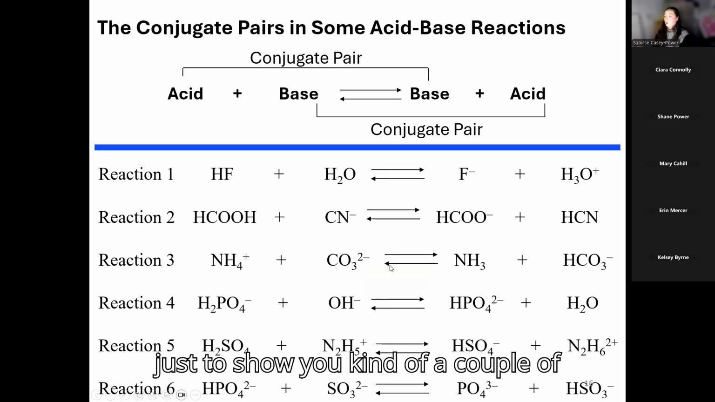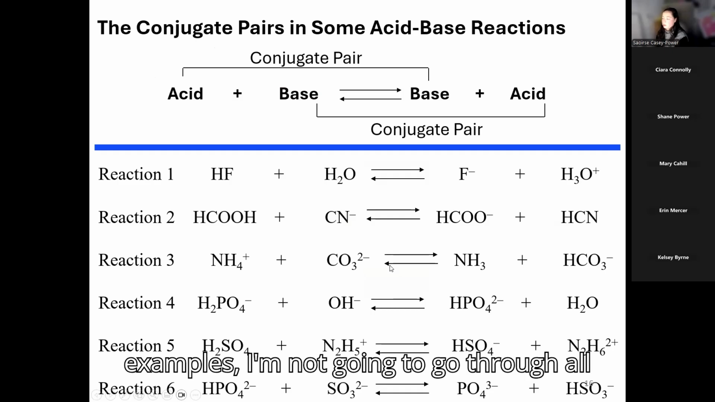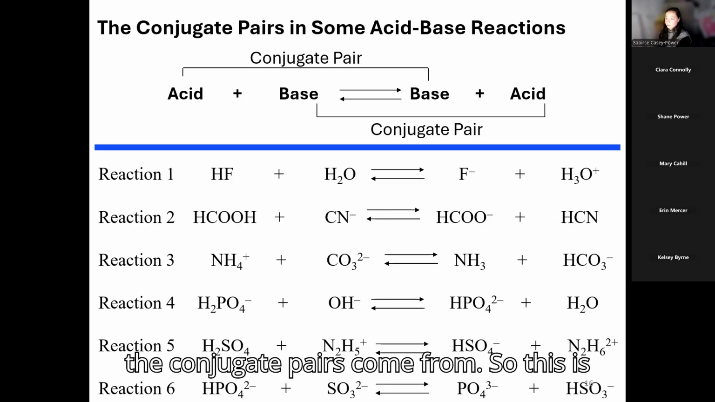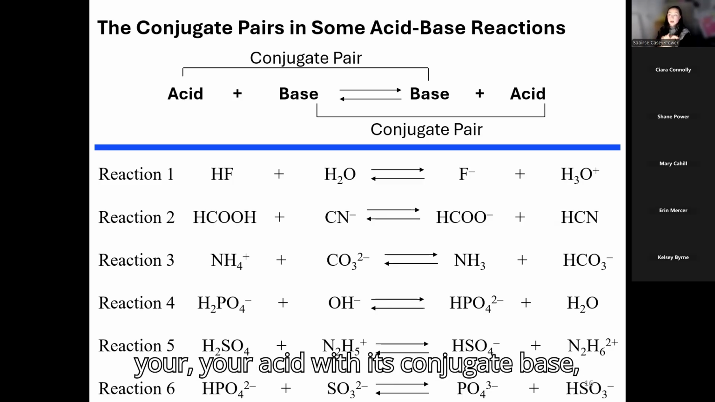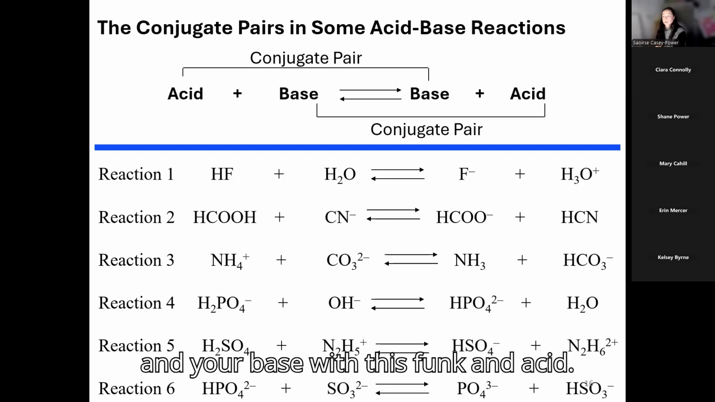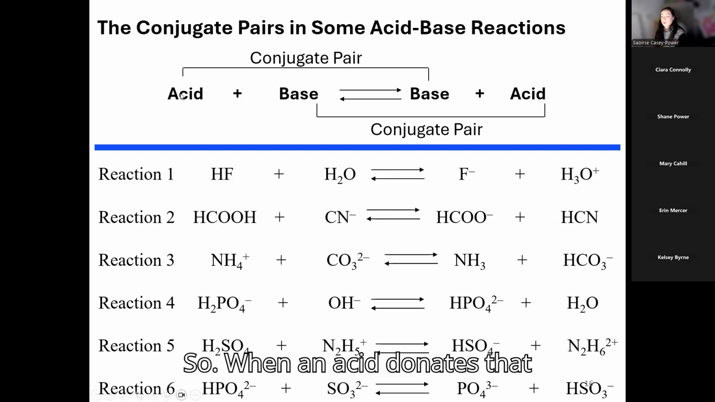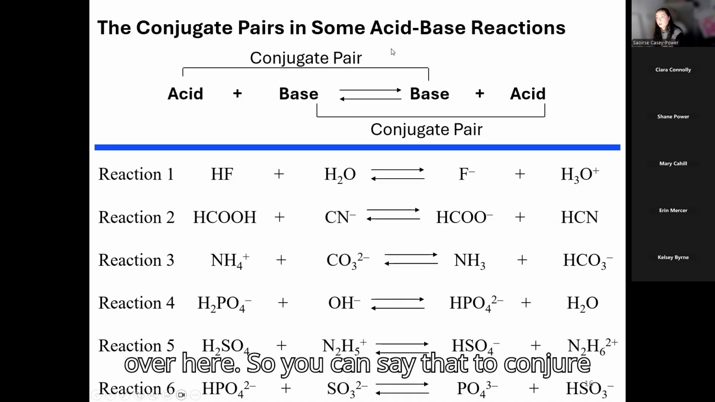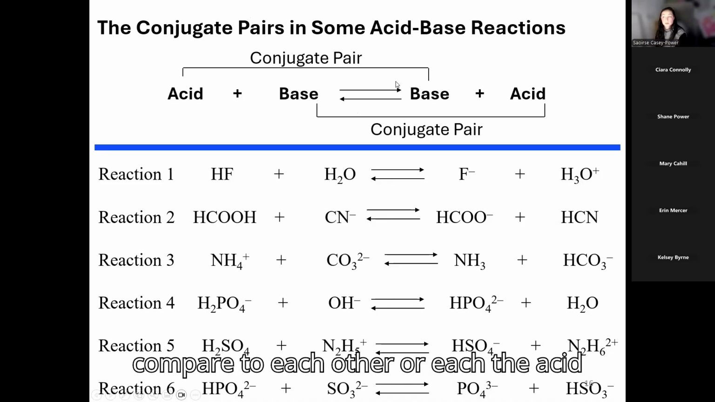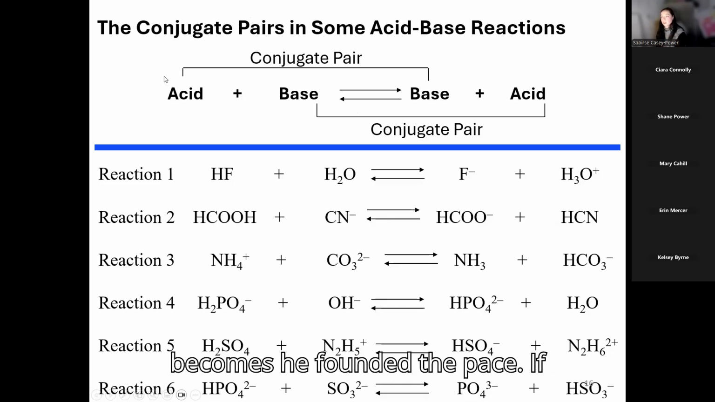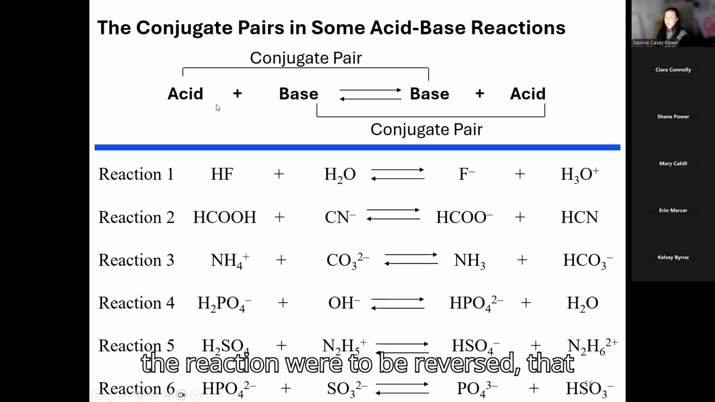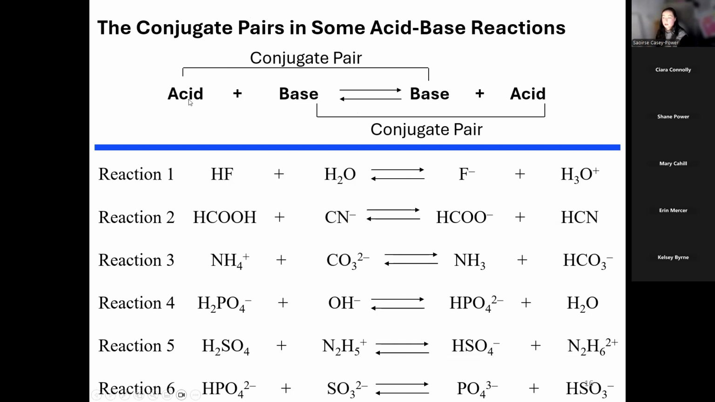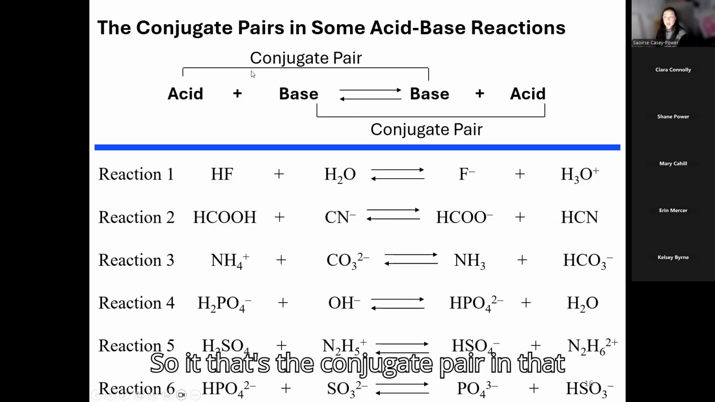So just to show you a couple of examples, and I'm not going to go through all of these because I'll have your head wrecked, it's just to show you where the conjugate pairs come from. So this is your acid with its conjugate base and your base with its conjugate acid. When an acid donates that proton, it becomes a conjugate base over here. So you can say that's a conjugate pair to each other. The acid becomes a conjugate base. If the reaction were to be reversed, that base would accept a proton to become an acid. So that's a conjugate pair in that reaction.